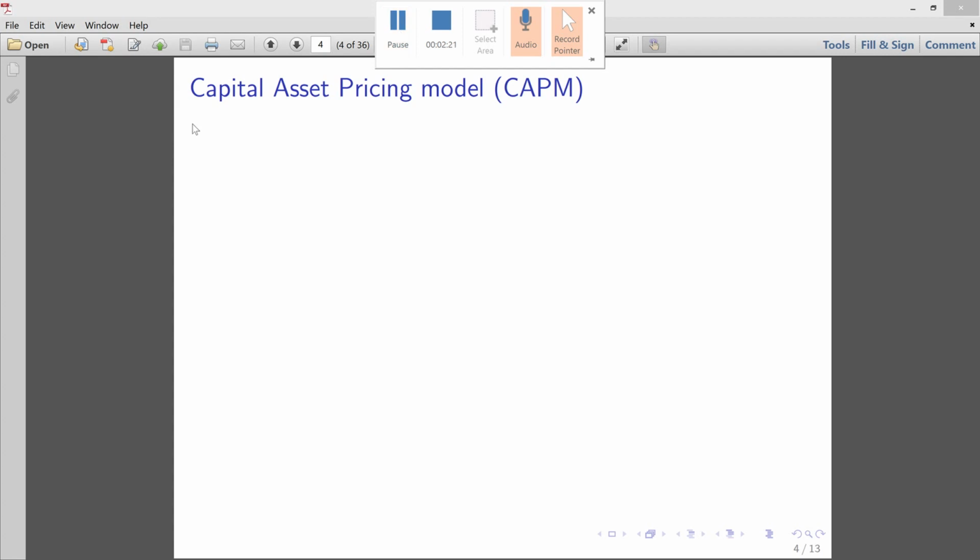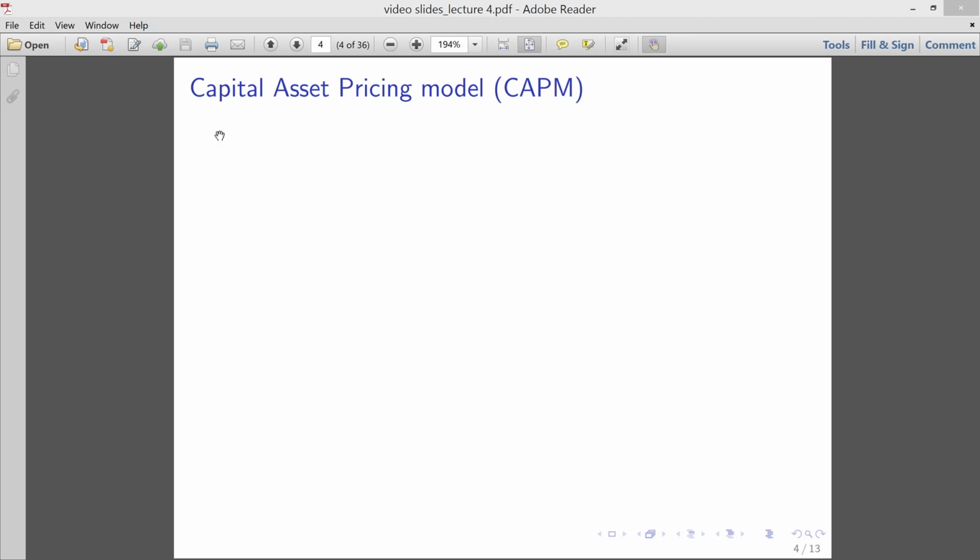Now, here we'll be talking about the capital asset pricing model. In short, it's called CAPM. Now, what is it about? The most important question in the investment world is what returns do we expect from an investment? This will largely depend on what return you require when you purchase the assets. In other words, it depends largely on your required rate of return.